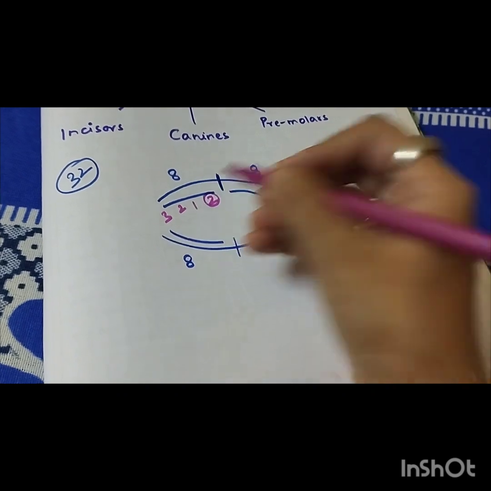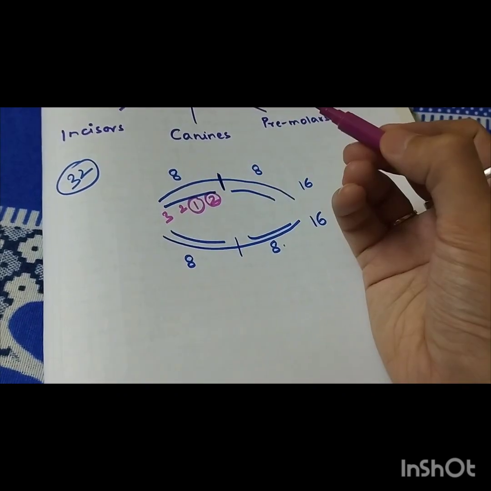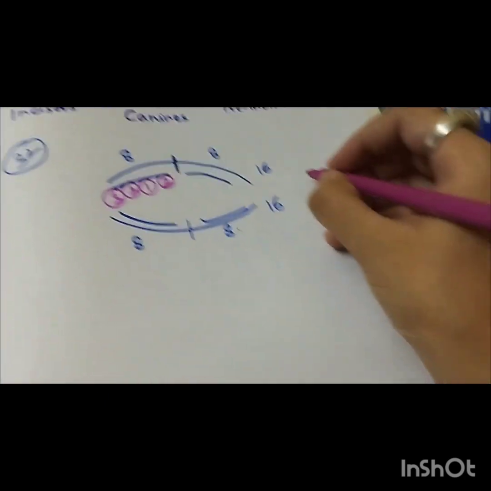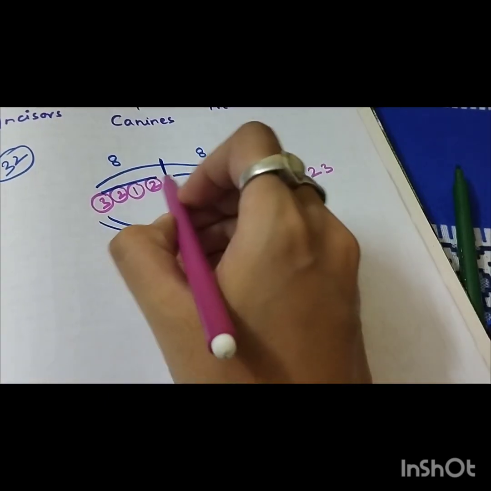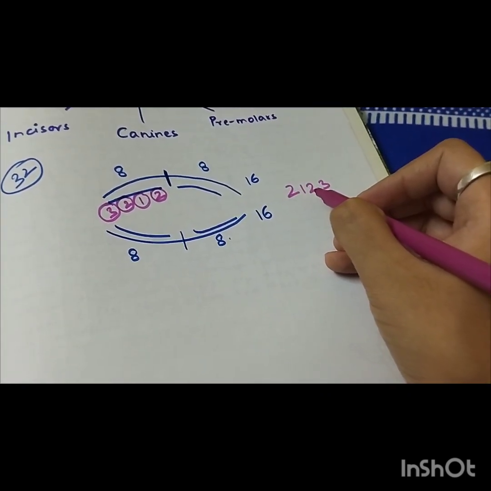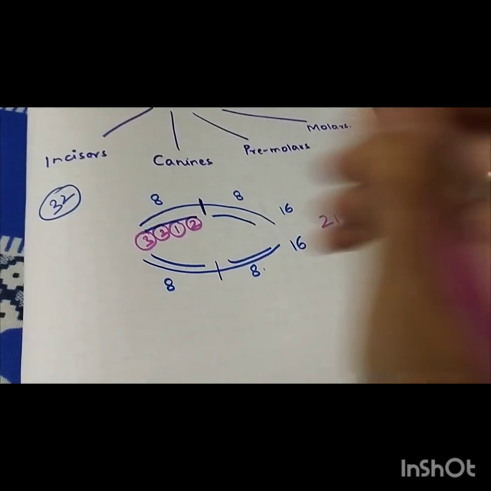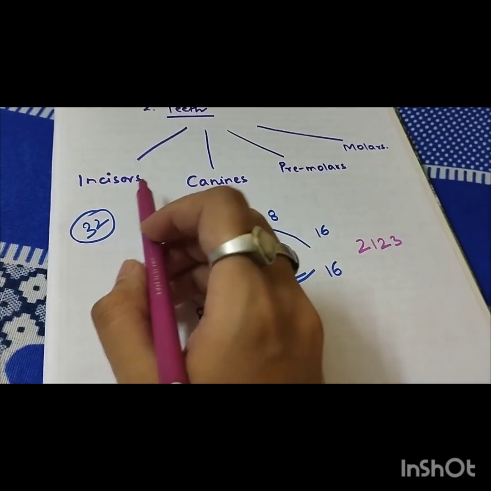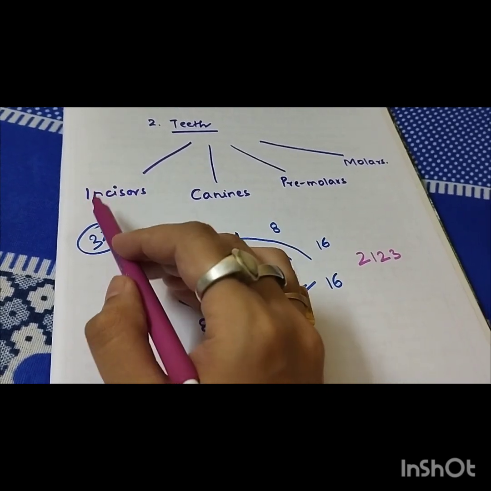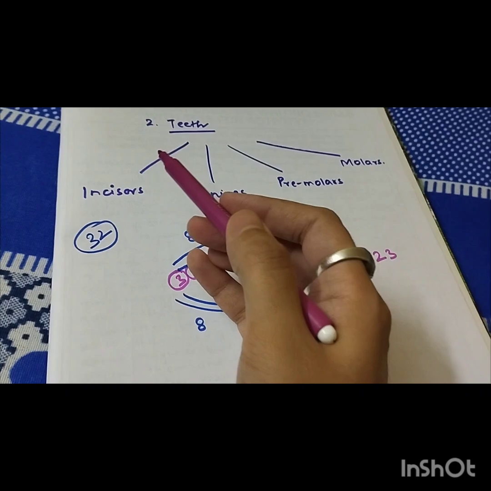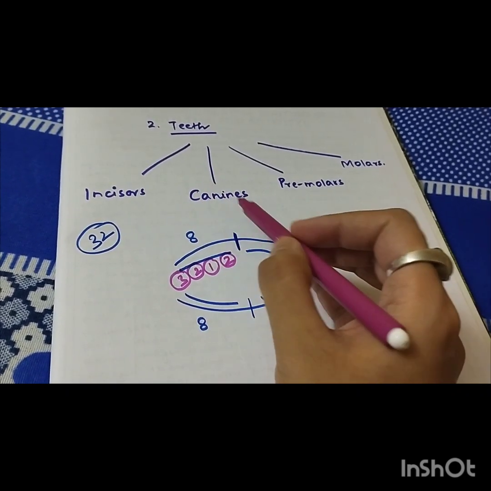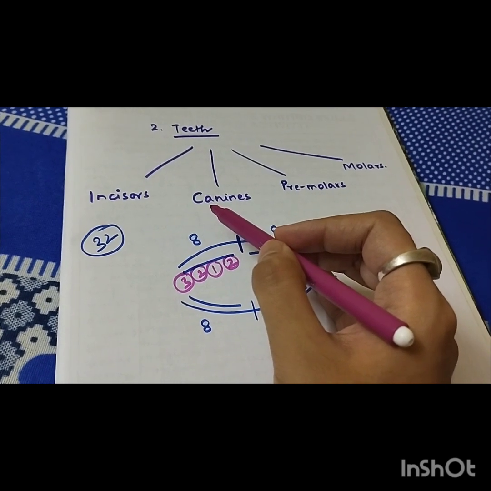That means 2 incisors, 1 canine, 2 premolars and 3 molars. So the formula is 2, 1, 2, 3 from the center to the periphery. Now we'll learn about the function of the incisors. When we eat some food, incisor teeth help in biting and cutting of the food, like when we have biscuits. For canines, the main function is tearing the food, like we do with meat or chicken or mutton.